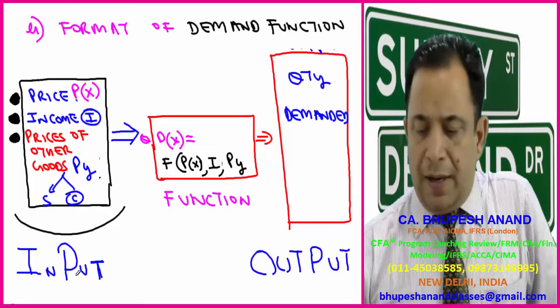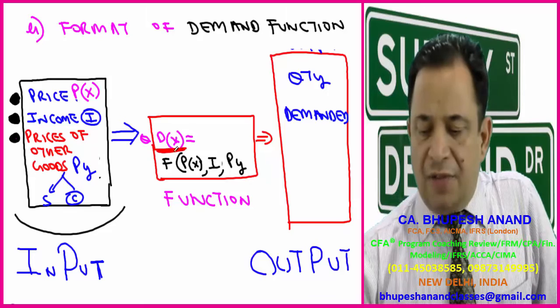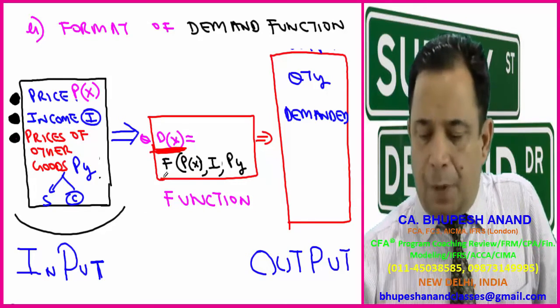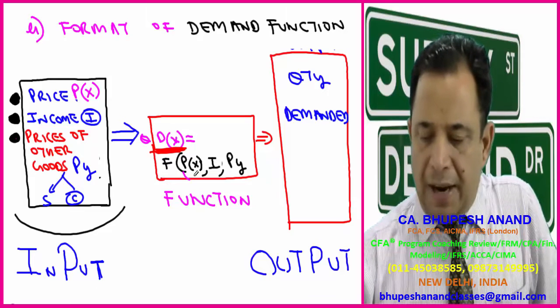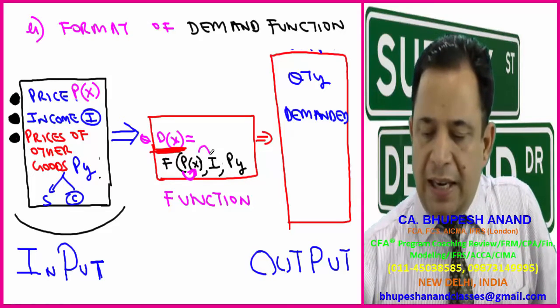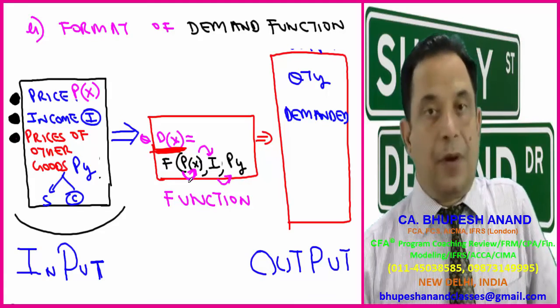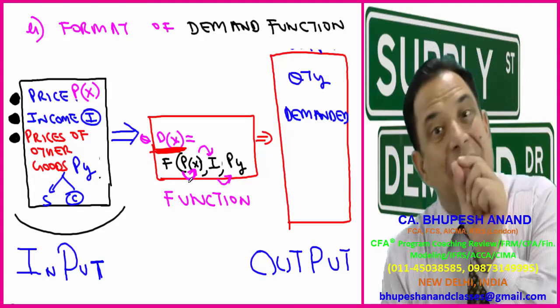Substitutes and complementaries. Now, the demand function means the demand of product X depends upon the function of the price of that product, the income of that person, and the price of other products. So these are the three variables I have written.